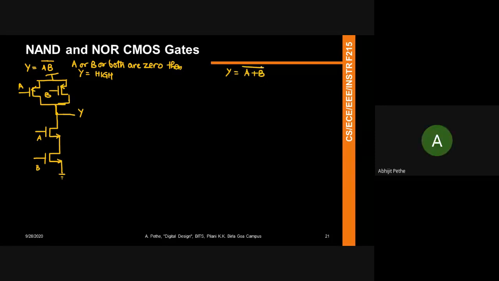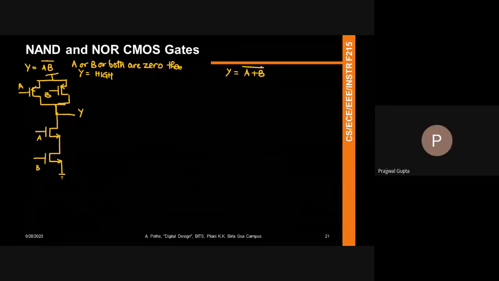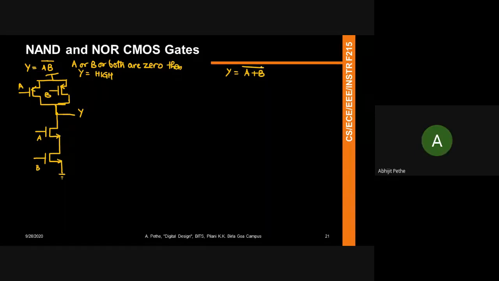Sir, can you explain this upper part? Okay, let's recall the NAND gate. What does the NAND gate tell us? The NAND gate output has to be high. Y is equal to AB under the bar. By the way, VDD is right there. This is VDD. The symbol for VDD is this. The symbol for ground is this.